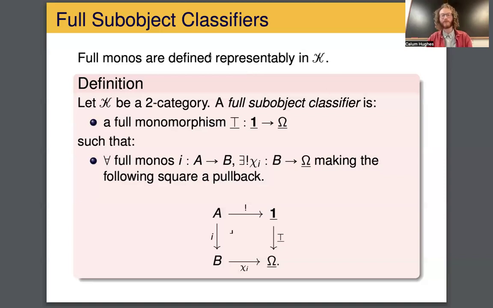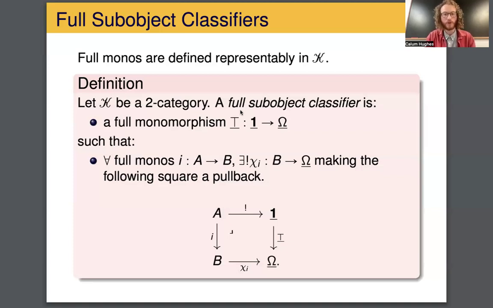With this concept of full monomorphism, we can define a two-dimensional version of a subobject classifier. We call this a full subobject classifier, and this is in particular a full monomorphism from the terminal object to omega, such that for any other full monomorphism, there exists a unique map from B to omega, making the following square pullback. This is very reminiscent of the definition of a subobject classifier in a one category, but it's got this extra fullness condition as well.